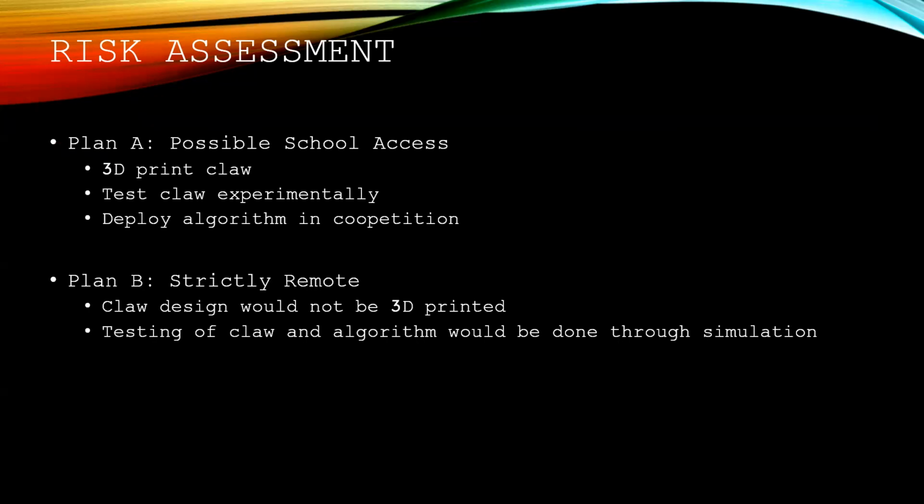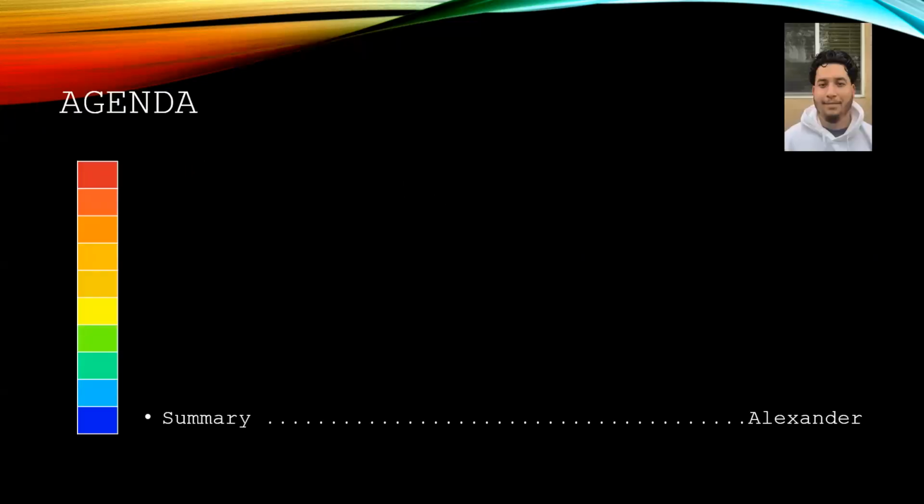Due to the current pandemic, we have kept the plan in case at any point we are restricted access to school. Plan A had some possibility of school access where we would be able to 3D print the claw, test experimentally, and deploy the algorithm in competition. Plan B was strictly remote, where we would not be able to 3D print the claw and all testing would be done through simulation. And now I will hand it over to Alex to cover the summary.